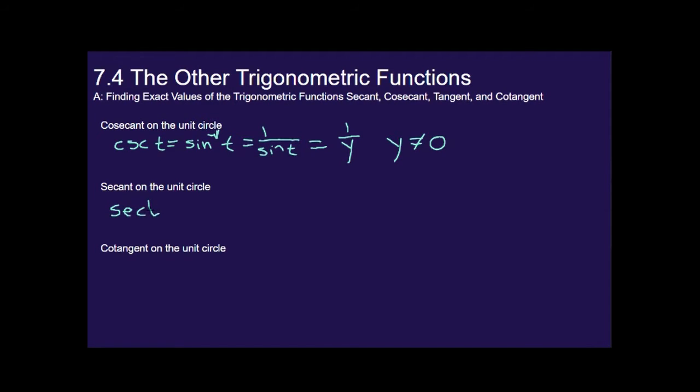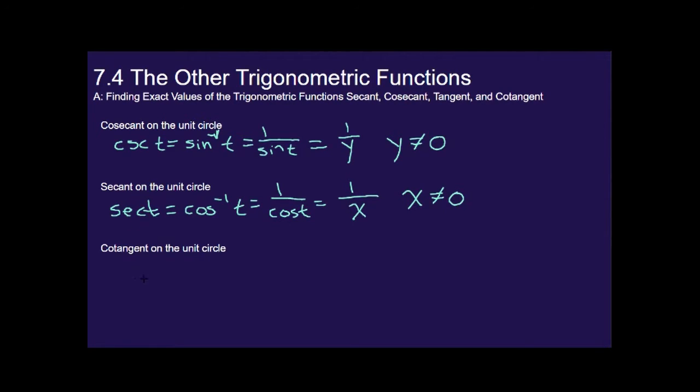Let's look at secant. Secant of t is equal to the cosine inverse of t, which is equal to 1 over cosine of t. And we know that cosine of t is equal to x, so that's equal to 1 over x. Okay, so secant of t is equal to 1 over x, but we need to exclude 0 as our value for x. Okay, secant t is equal to 1 over x.